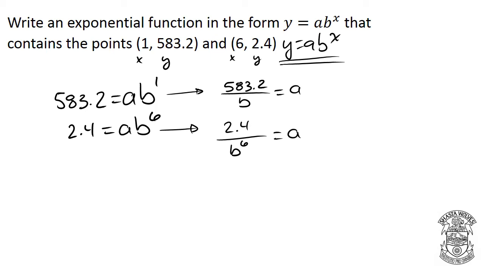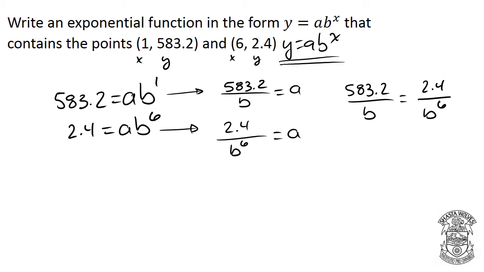What I'm going to do is set those 2 values of a equal to each other, and I'm going to go ahead and solve for b then. So I literally get, I guess I'll write it over here, 583.2 over b is equal to 2.4 over b to the 6th power. The best thing I could do with this, I think, is get rid of the fractional denominator. Get rid of the denominators, right?